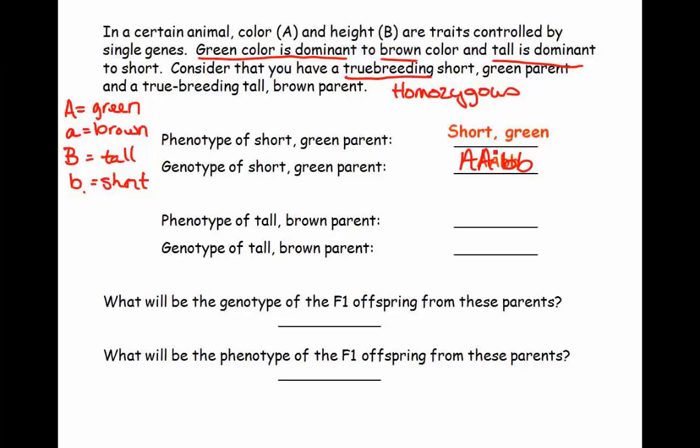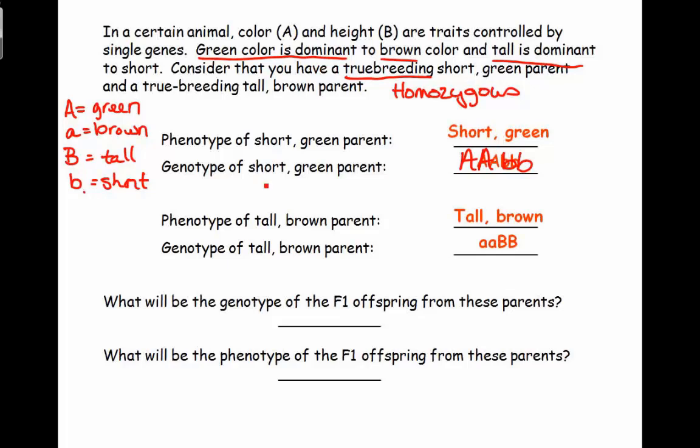If we look at the next one, the phenotype of the tall brown parent, okay, tall and brown, that's what it looks like. The genotype of the tall brown parent, again, we're going to look at tall. Tall is supposed to be capital B's. We're going to put 2 capital B's because it's true breeding, or homozygous. And then we would look for the brown, which is going to be the 2 lowercase a's. So now we know what our parents are.